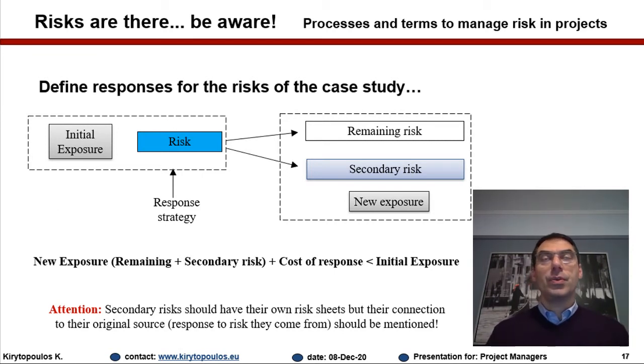When you are responding to a risk, make sure that secondary risks do not jump out of it. What is a secondary risk? A secondary risk is a risk that comes as a result of a response action to a main risk. And make sure that, of course, the remaining risk, or what we call the residual risk, after the response action that you took, plus the new exposure that comes from the secondary risk, are not bigger than the initial risk that you have. So obviously, this would defeat the purpose.